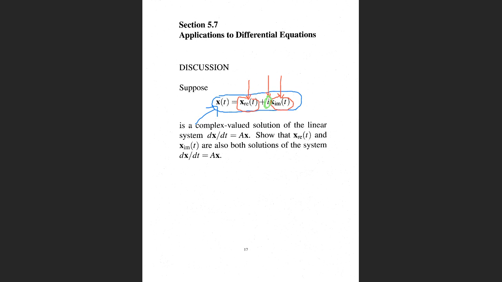So that's why, if the vector x of t has an imaginary i in it, we can split it up and write it in this form, and we call it a complex valued solution of a linear system of differential equations. And we're going to suppose now that this is a complex valued solution vector of a linear system of differential equations.